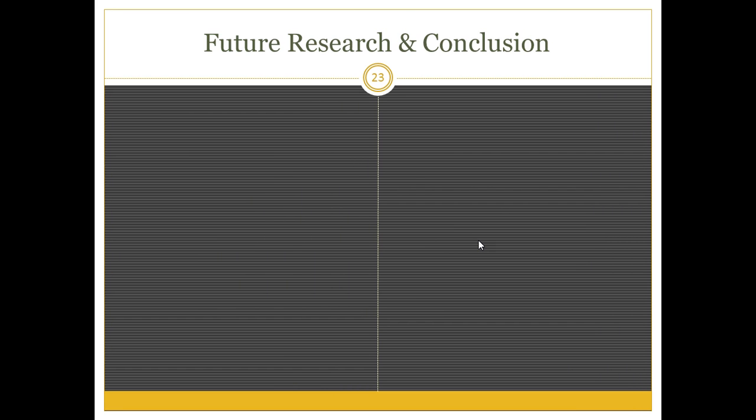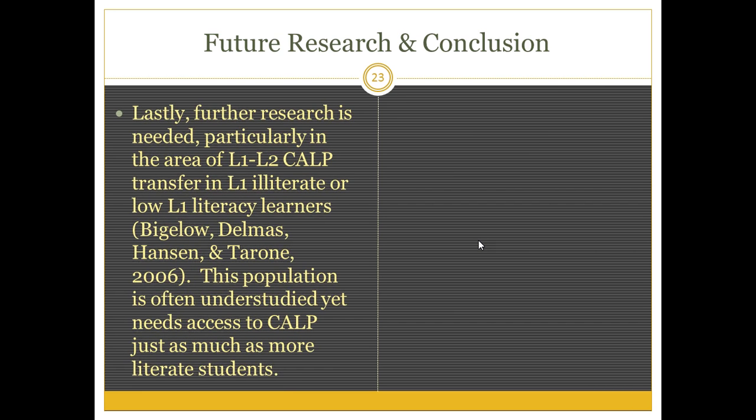And then finally, I'd like to end with future research possibilities and my conclusion. I would like to present that further research is needed, specifically in the area of L1, L2 CALP transfer regarding students who are illiterate in the L1 or have low literacy in the L1. This population is often understudied, but they need access to CALP just as much, if not more, than literate students. They also need access to higher education and job opportunities. So that would be an area for further research, this specific population.